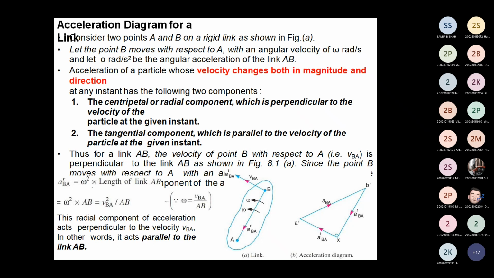Every time we draw the space diagram first, then the velocity diagram, and then the acceleration diagram. It means the acceleration diagram is near the velocity diagram, so at that time we focus on the velocity diagram. If it is perpendicular to the velocity diagram, we get the radial part, and if parallel to the velocity diagram, we get the tangential part, right? This is the only direction.